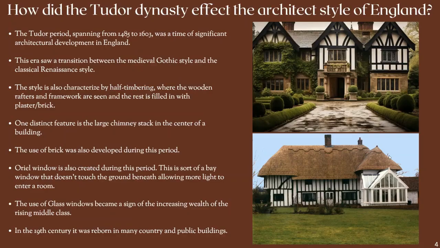So how did the Tudor dynasty affect the architectural style of England? The Tudor period spanned from 1485 to 1603, and this was a significant architectural development in England. This era saw a transition between medieval Gothic style and classic Renaissance style.